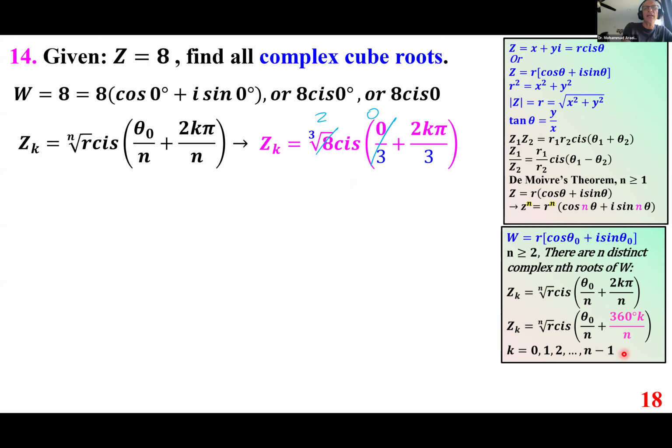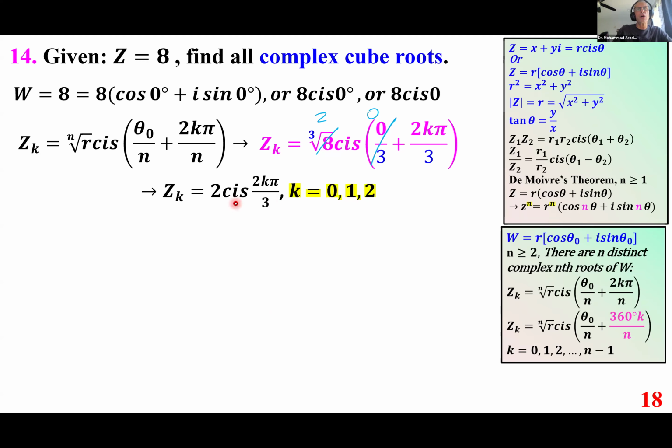And k is 0, 1, 2, 3, all the way to n minus 1. What is n? n is 3 because we're on the cube root. So 0, 1, 2, we stop at 2. By the way, if you go to 3, it repeats itself, okay? Along the circular path, in essence, more than 2 pi radians. That's what happens. And so having said that, let's plug in 0.